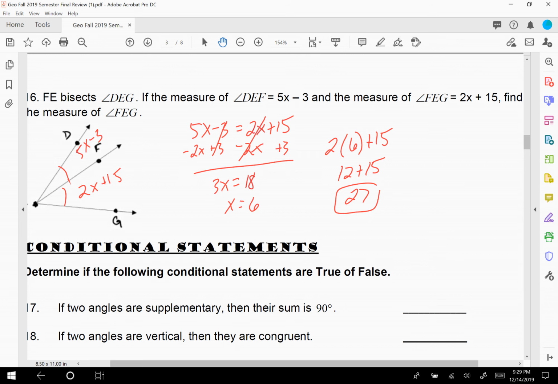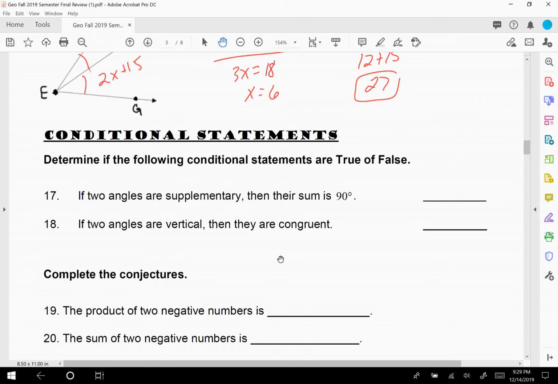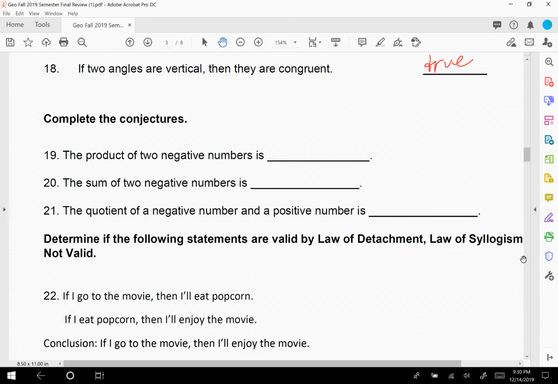Okay, next part here, conditional statements. Conditional statements are if-then statements. So this is all the logic stuff that we had covered before. It says, if two angles are supplementary, then their sum is 90. Nope, that would be false. Here it says, if two angles are vertical, then they are congruent. Yes, that is true. That is the definition of vertical angles.